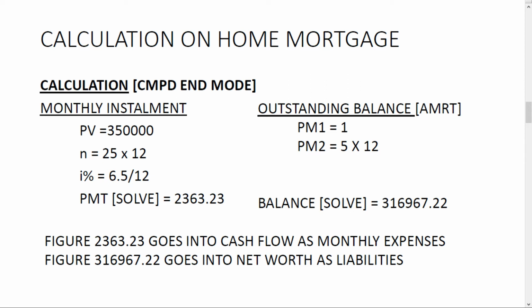For the outstanding balance, we use amortization or AMRT. The inputs are at PM1 and PM2. PM1 stands for the month of the first payment made, and PM2 for the last month payment made. In this case, Ismadi bought the house 5 years ago, so PM2 is the 60th month. Then scroll down to find the balance and solve to get the outstanding balance as a liability in the net worth statement.